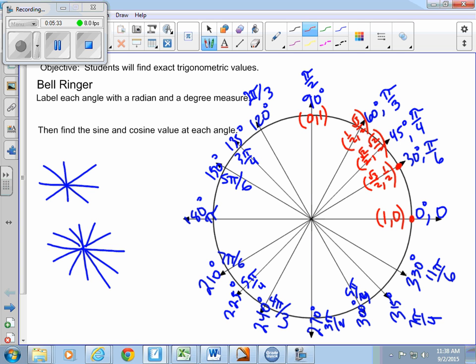45 is memorized already. Yeah. So the 30/60, it's radical 3 over 2, 1/2, and then 1/2, radical 3 over 2. So you could probably memorize that. They found the sine and cosine. They put cosine first and sine second. Drew a triangle.